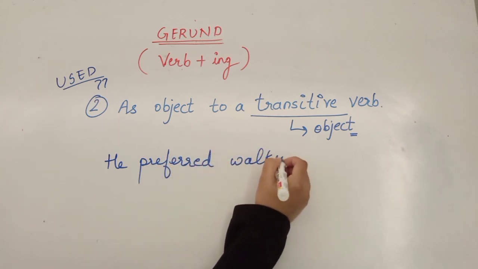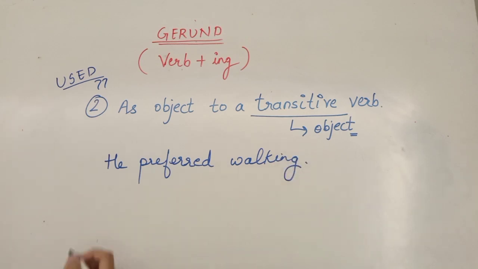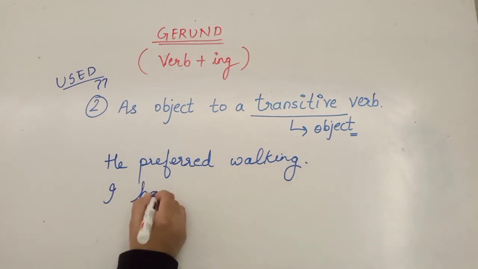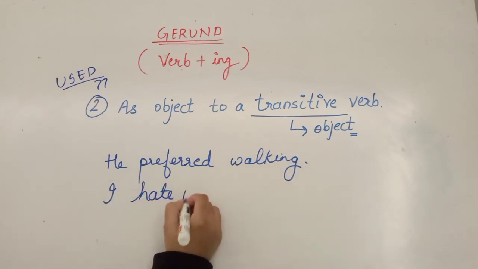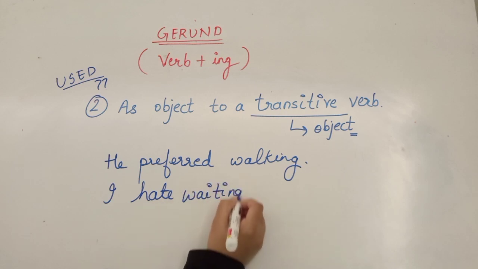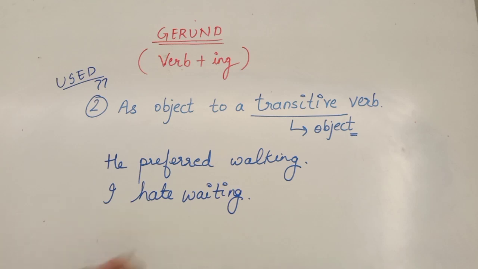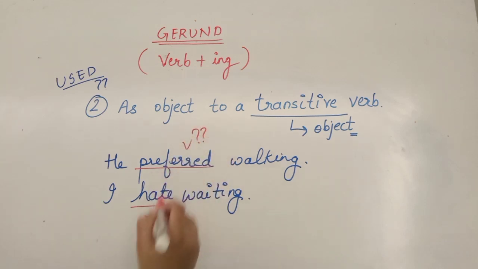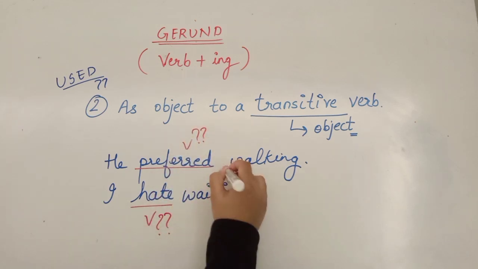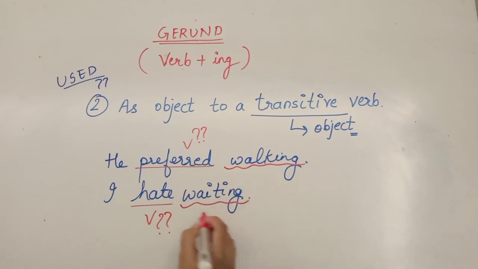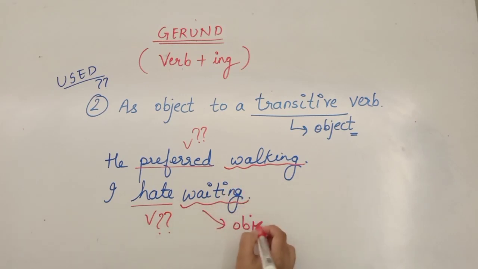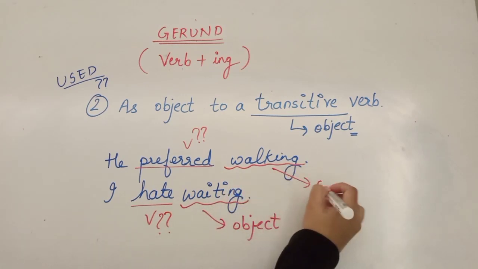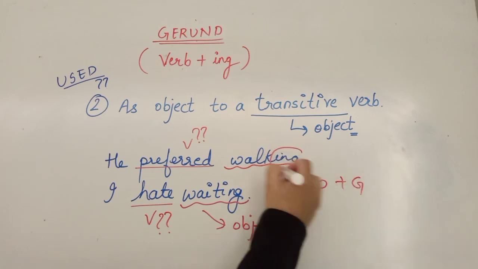The first example is, he preferred walking, and the second example is, I hate waiting. So these are the two sentences where walking and waiting are the gerunds and preferred and hate are the verbs. So we can see that after the verb preferred what? Walking. And hate what? Waiting. So these are the objects, whereas hate and preferred are the transitive verbs.